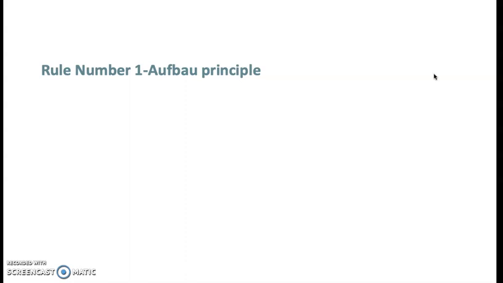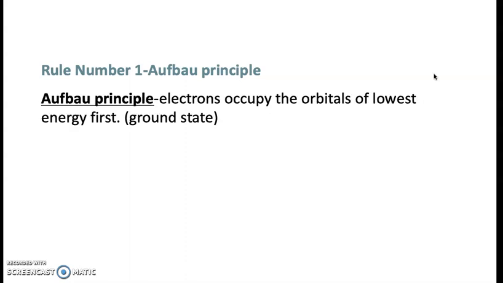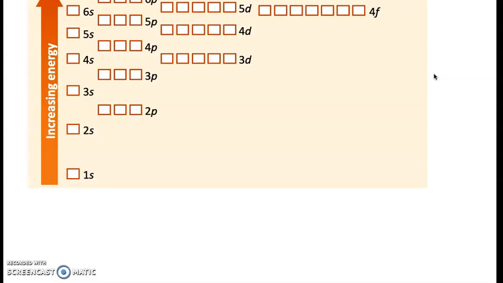It deals with how the electrons are arranged around the atom. And as you add electrons, the cloud gets bigger and bigger, and where are they going to sit? Well, based on the Aufbau principle, there are orbitals that the electrons are going to sit in. So let's take a look. The Aufbau principle is where electrons occupy the orbitals of lowest energy first, ground state.